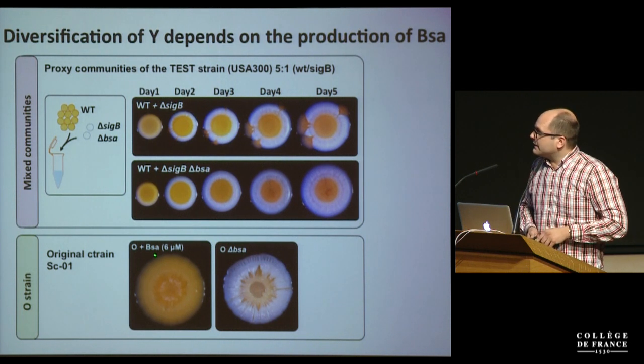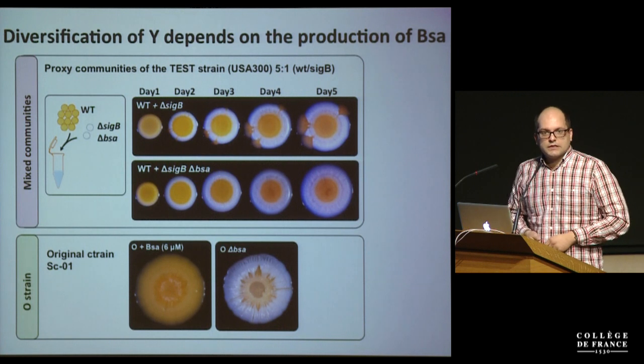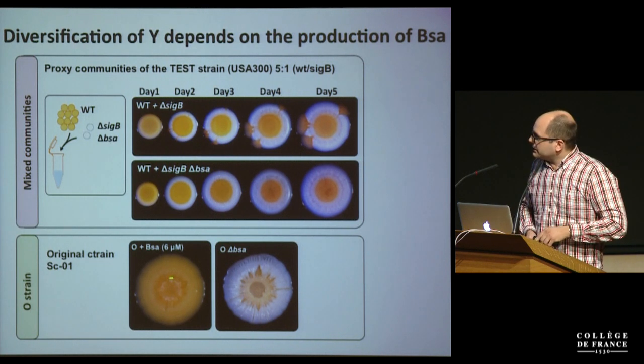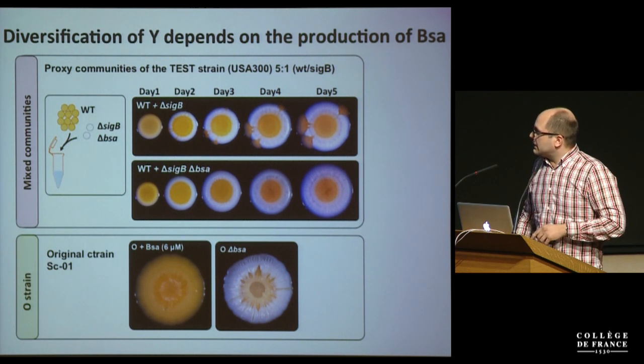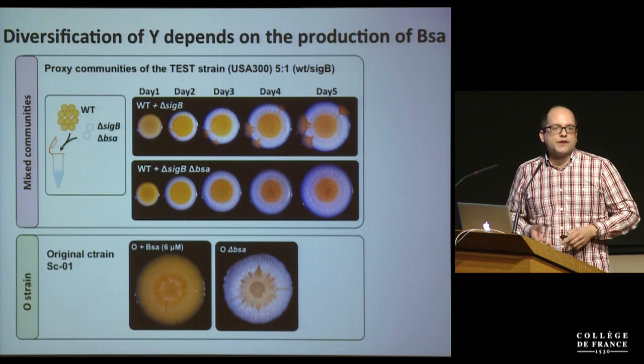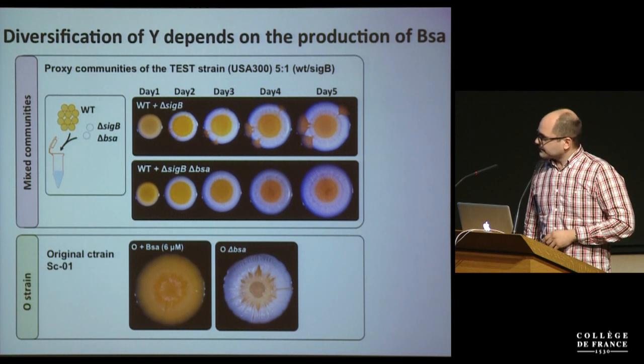Second, by adding purified BSA to the TSB medium, we think we can bypass the differentiation of the white one, because we go from the origin to the yellow strain that is here. And also by generating an origin mutant that is deficient in BSA, we can get a similar phenotype, with the development of the white one in the periphery, but no flares coming out of the origin.